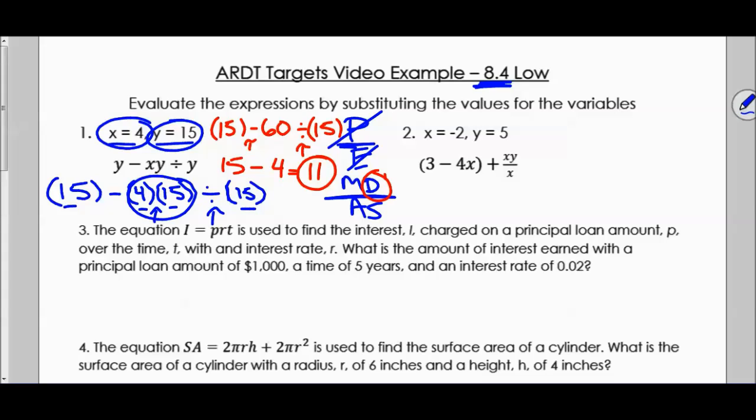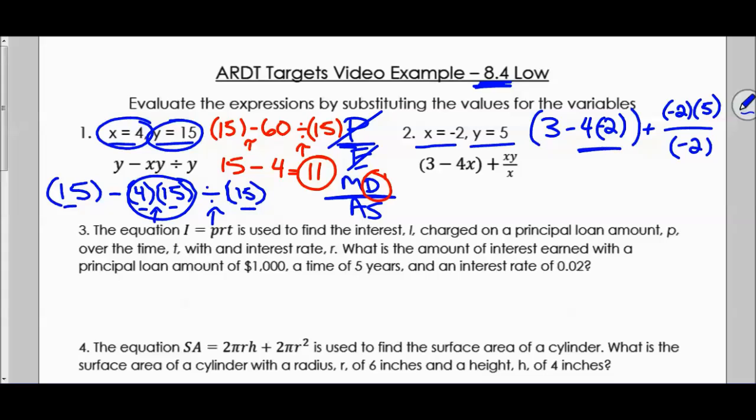And the next one, they tell us that x is negative 2, y is 5. So I'm just going to take these numbers and plug them in. 3 minus 4 times negative 2 plus negative 2 times 5 divided by negative 2. This is especially why I want parentheses around there, because that's multiplication. It's 4 times negative 2. It's not 4 minus 2. It's not 42. It's 4 times negative 2. And that's what we're going to start with. That's inside the parentheses. And it's multiplication before subtraction.